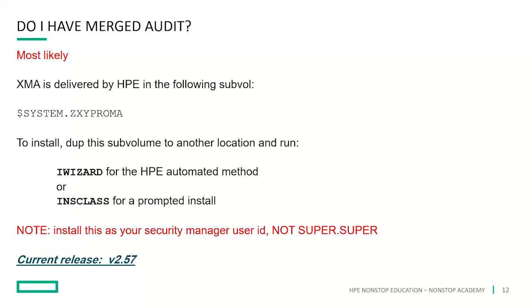If you have it on your system already, just go and run the install again. What you need to do is dupe that XYPRO MA subvolume once again somewhere else and run the iWizard or the INSCLASS again. It's going to recognize that you already have Merged Audit installed and say, oh, I can do an upgrade. Once again, it's really simple, but if you want help or you're unsure, call us. We're happy to work with you on installing it.